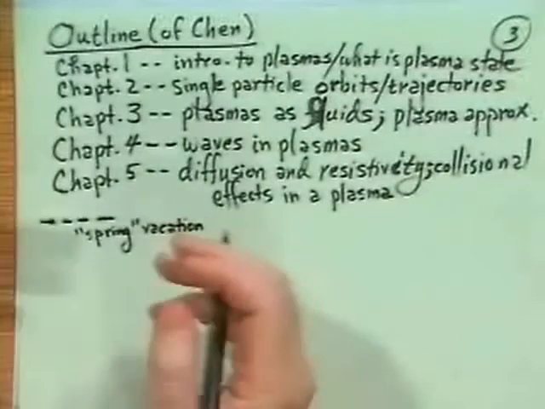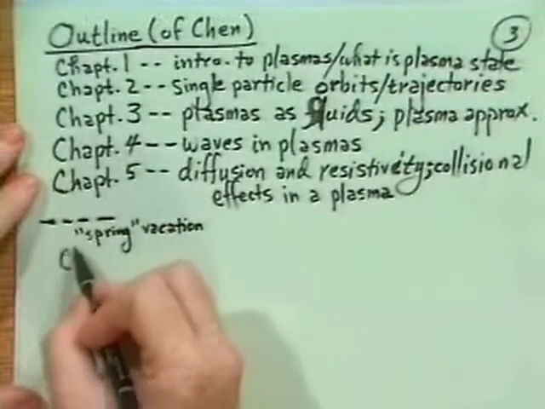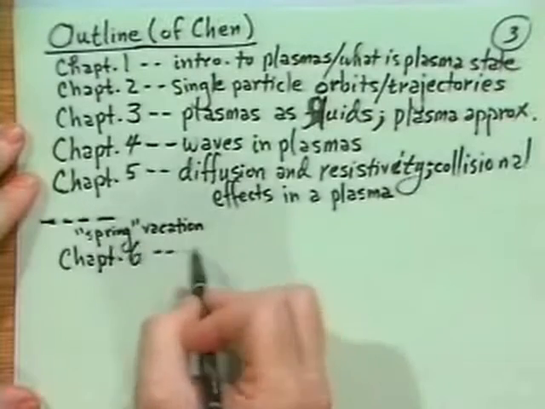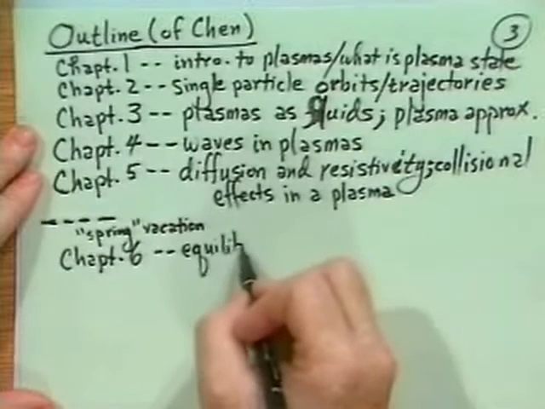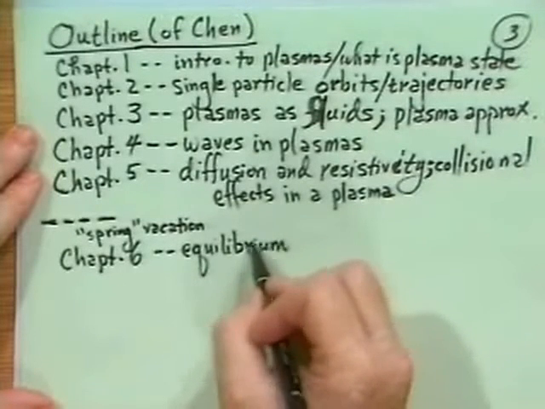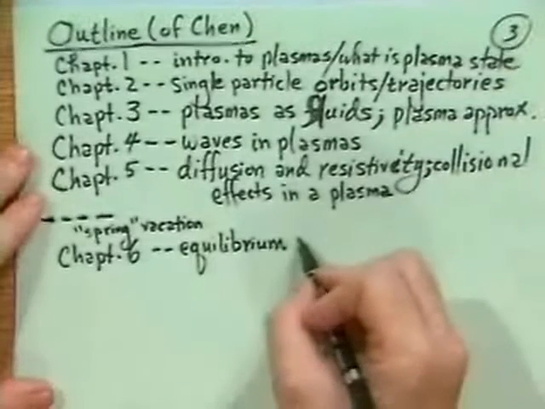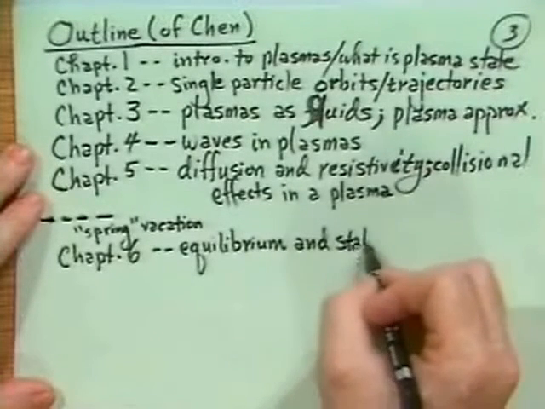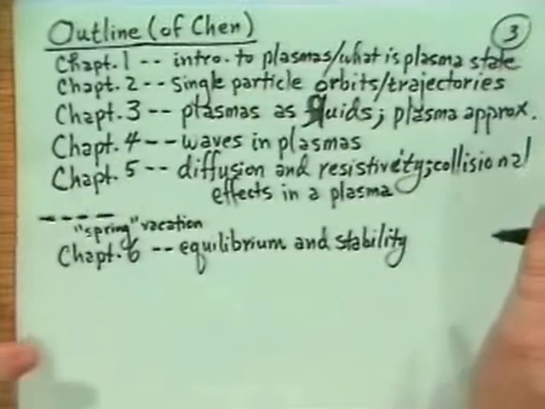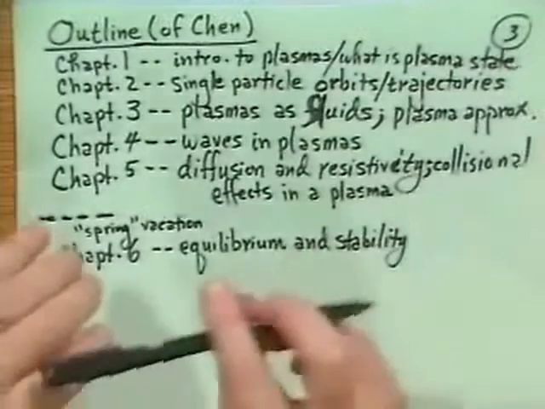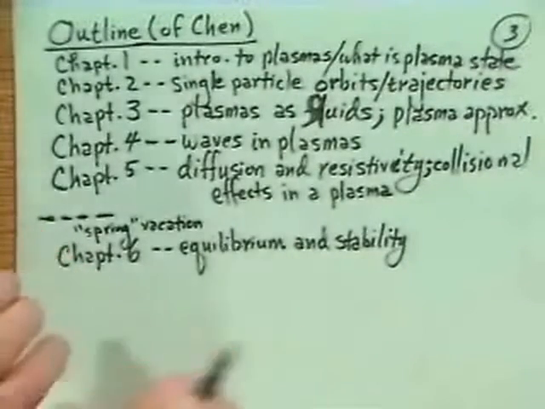So then after we come back from spring vacation, we'll be going on to Chapter 6, where basically the subject is equilibrium and stability. And what we mean by equilibrium is basically a force balance equilibrium. And what we mean by stability is, if I am in equilibrium and then I make a perturbation, will I go away from that? The analogy is I can put a ball on top of a hill and it can be in equilibrium if I just carefully balance it right on top of the hill. But if I kick it just a little bit, it'll fall down. That would be an unstable motion, we would say.